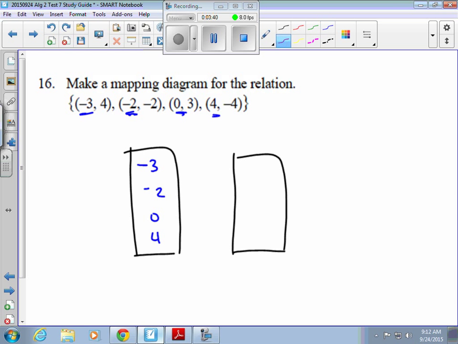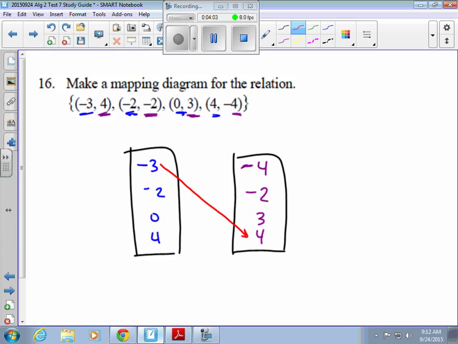Then list your ranges, all of your y values. Smallest one, negative 4, negative 2, 3, and 4. Then list the actual relations connecting the two. Negative 3 is paired with 4.